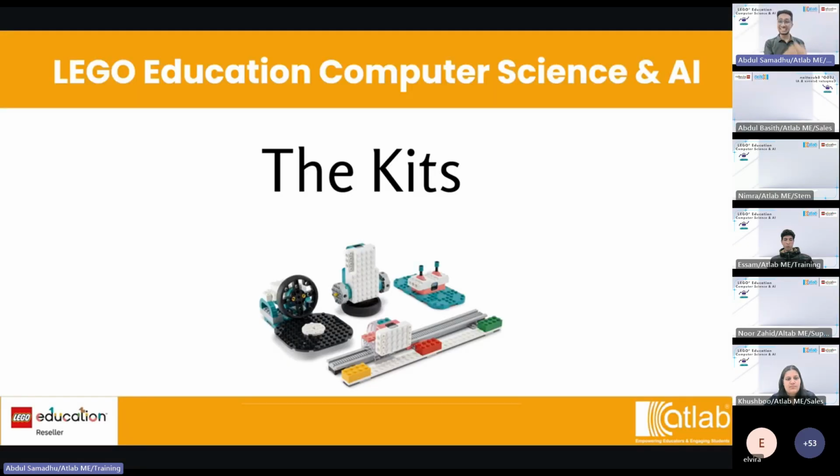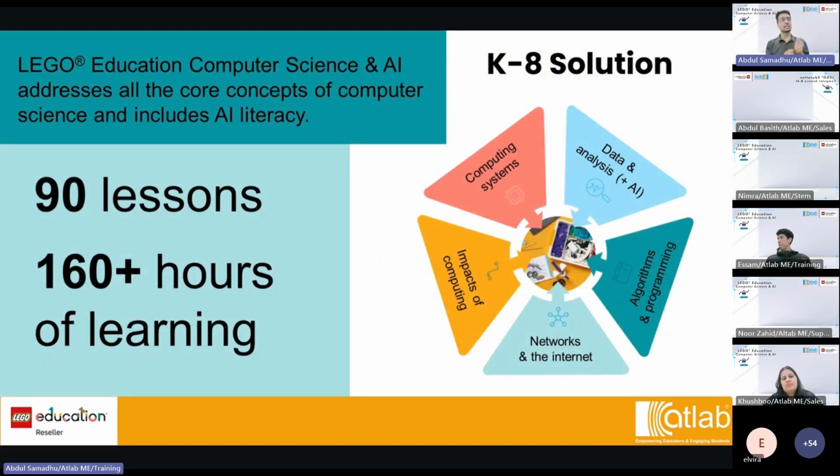So now coming to the kits itself. We have so far talked about how the concepts of AI are introduced to students at different levels, and how computer science and AI concepts would be taught inside a typical classroom experience with LEGO computer science and AI kits. Now, when we talk about the kits itself, the kits come in three different levels, and as I mentioned earlier, it is a K to 8 solution. You have three kits: one kit for grades KG to grade 2, the second kit is for grades 3 to 5, and the final kit is for grades 6 to 8.